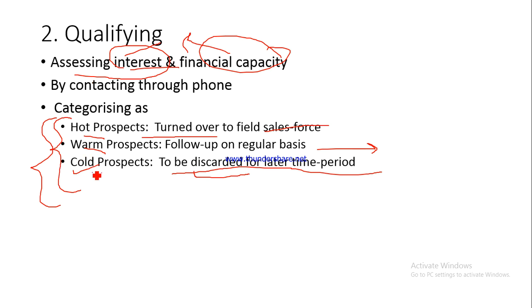For this purpose, what you can do is you can contact through phone. So you have got your leads, then you can call up every single customer, every single prospect in this particular list of leads one by one, and then you can interact with them, and then based on that interaction you can find out whether they're interested in your product and whether they have the financial capacity to buy your product, and then qualify these prospects as whether they are hot, warm or cold.